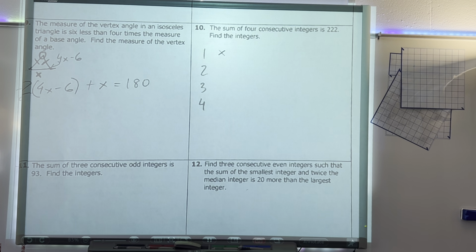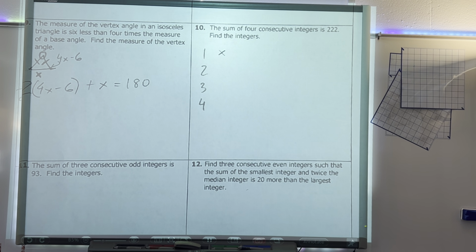What does consecutive mean? In order. So consecutive means one right after the other. So 1, 2, 3, 6, 7, 8. Does that make sense? All right, so my first one is x. Okay, so we're going to pretend x is 1. I don't know what x is, but let's say it's 1.